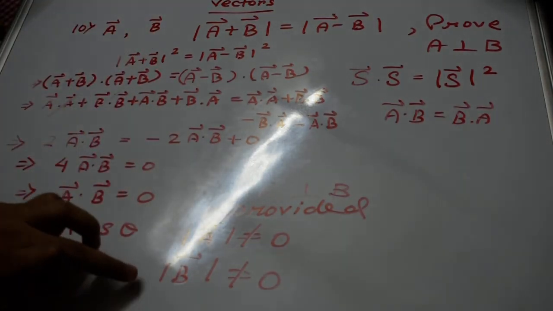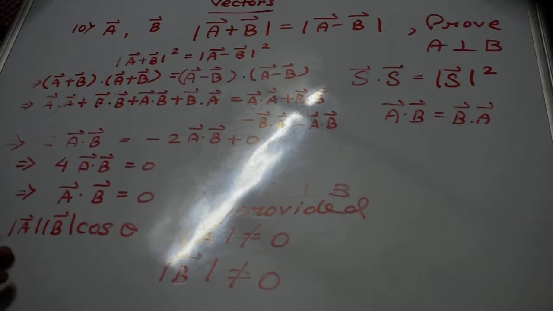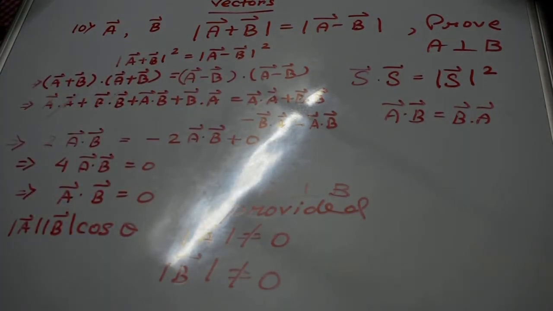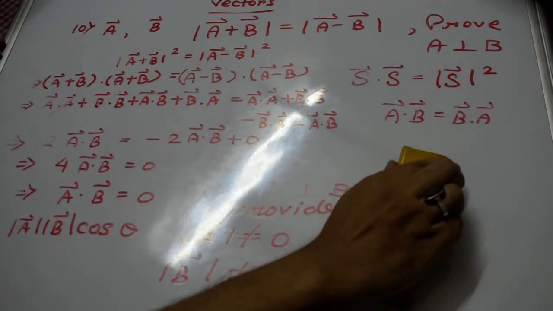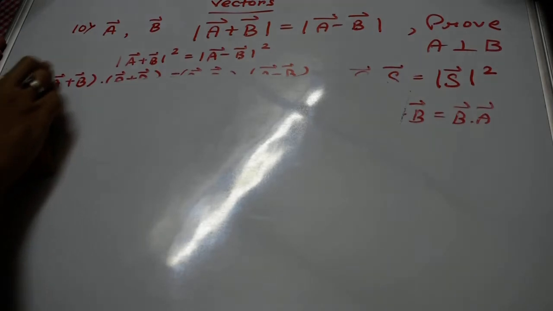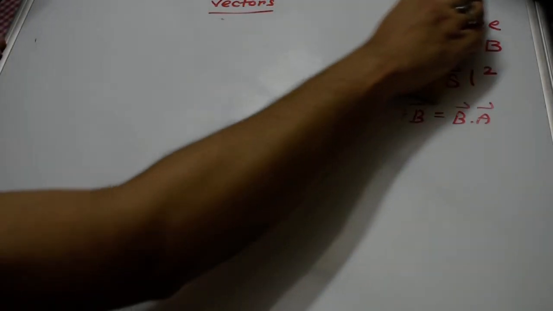So you need to write this down, that provided the magnitudes are not 0, then the only thing that can be 0 is cos theta, for which theta has to be 90 degrees, hence proved that they are perpendicular. So this is another trick. I provided this sum as an example so that you can know how to use the self product in certain proofs. Let us move on to another sum.